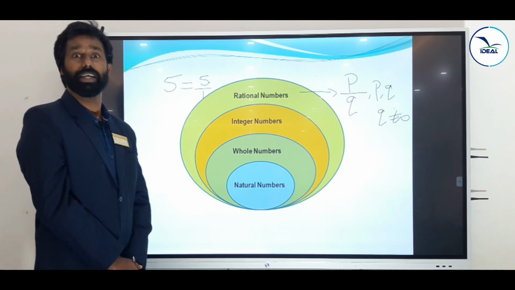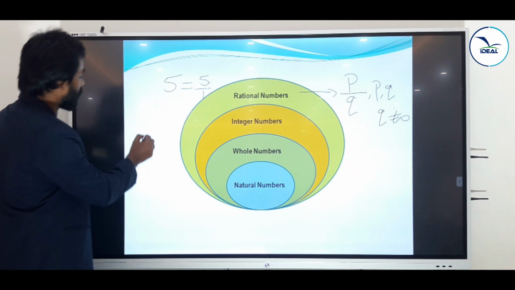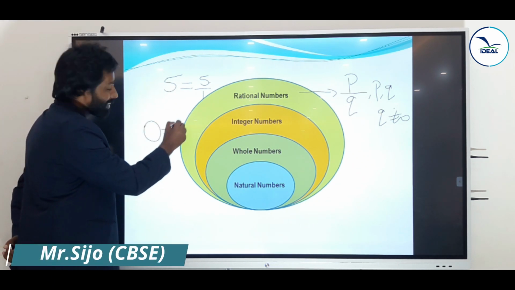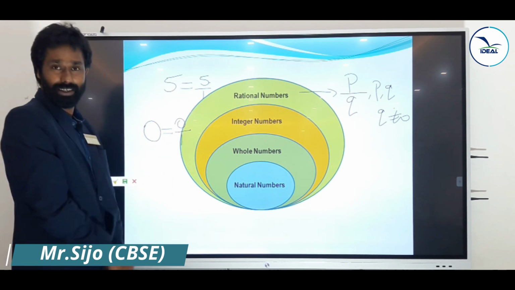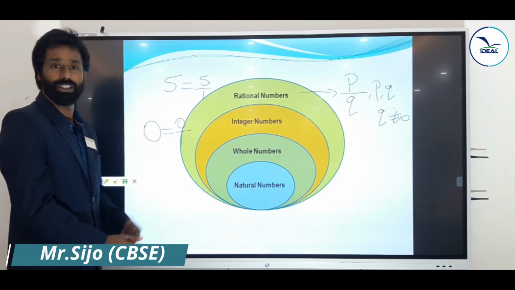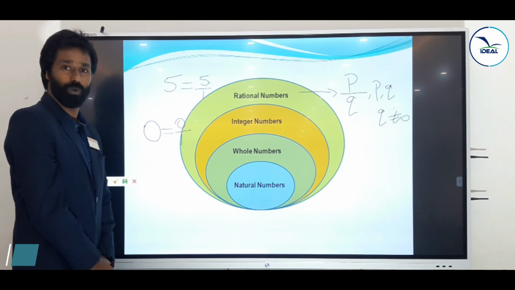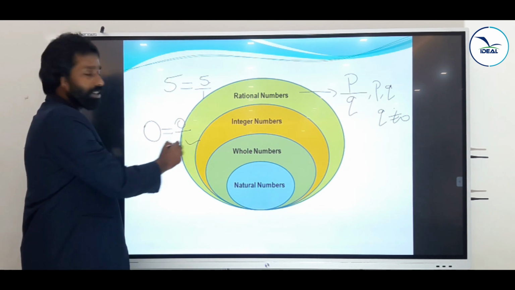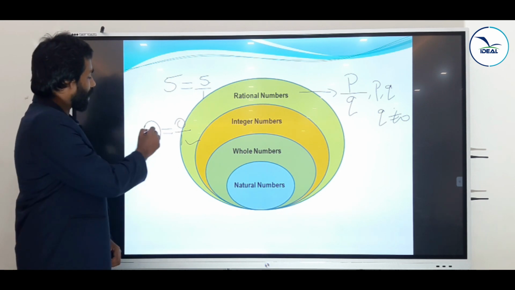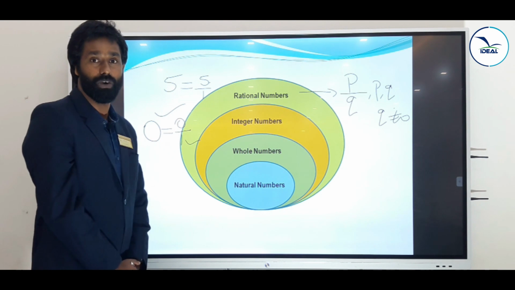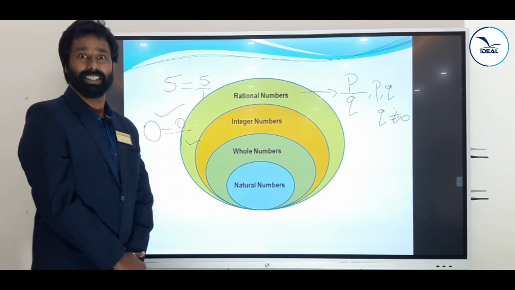Well, and what about the case of 0? Let us check 0. 0 we can write as 0 by 1. Am I right? 0 by 1. Of course, it is 0. Here p and q are integers, and q, the denominator, is not equal to 0. So we can say 0 we can write in the form of p by q. Therefore, 0 is a rational number.